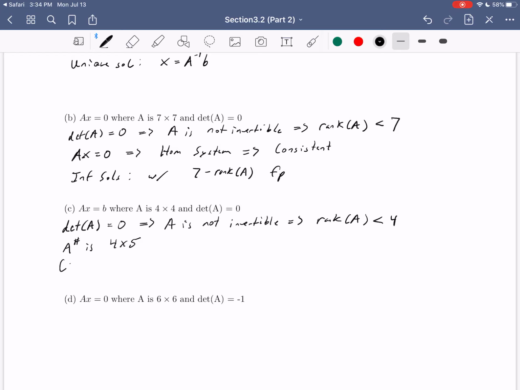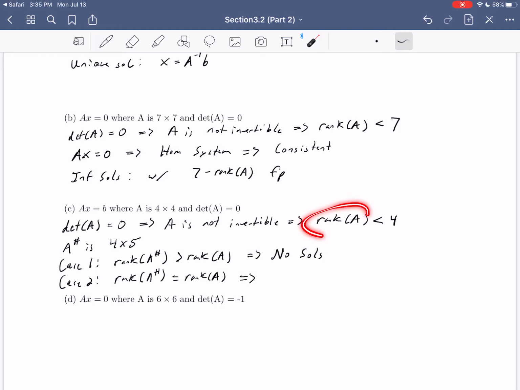So we would have case 1, rank of A augmented greater than rank of A, or we could say rank of A augmented equal to rank A plus 1, since we established that the rank of A augmented is always the same or 1 higher. But we can just say rank of A augmented greater than rank of A. That implies no solutions or inconsistent. And then case 2 is, of course, that the rank of A augmented equals rank of A, which is going to imply, well, since the rank of A is less than 4, we're going to have infinite solutions again.